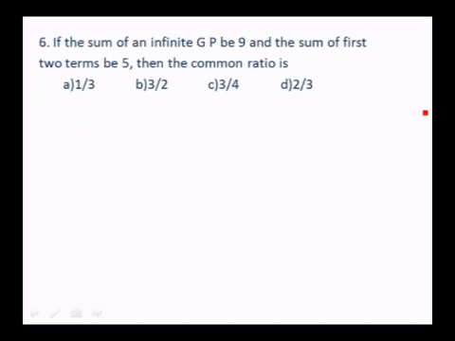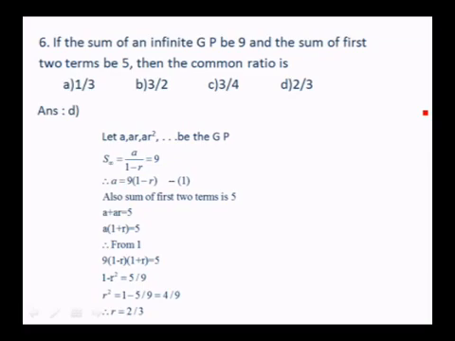If the sum of an infinite GP be 9 and the sum of the first two terms be 5, then the common ratio is A 1 by 3, B 3 by 2, C 3 by 4, D 2 by 3. So, here also let a, ar, ar square be the GP. I know that S infinity is a over 1 minus r, that is equal to 9. A over 1 minus r is the formula for S infinity. So, equate it to 9 so that you get a is equal to 9 into 1 minus r.